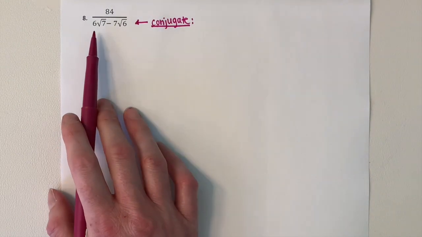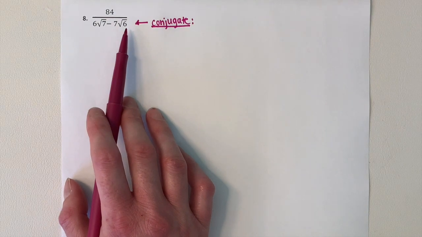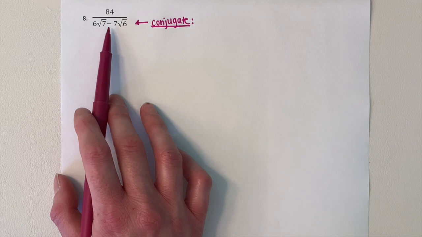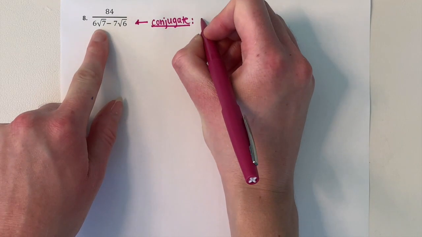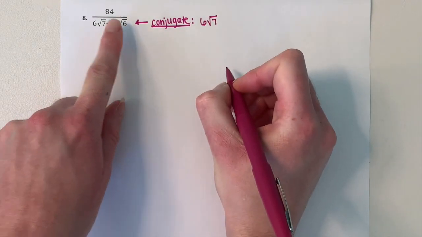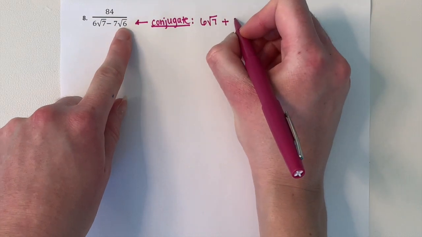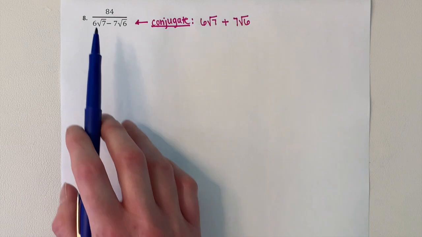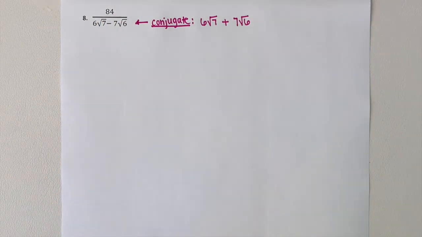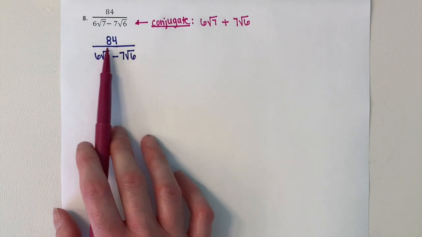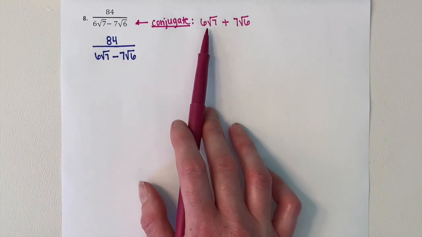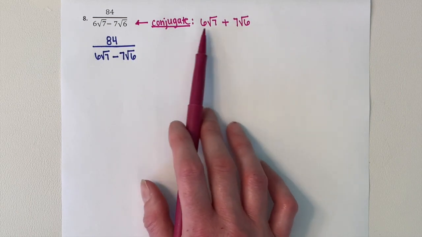To find the conjugate of this denominator, all we need to do is copy down this exact expression, but change the sign in the middle. That will leave us with 6 square root of 7. We'll change that to a plus sign, 7 square root of 6. Now that we've identified the conjugate, I'm going to copy this exact expression down here. And to rationalize this denominator, we need to multiply the numerator and the denominator by this conjugate of the denominator.